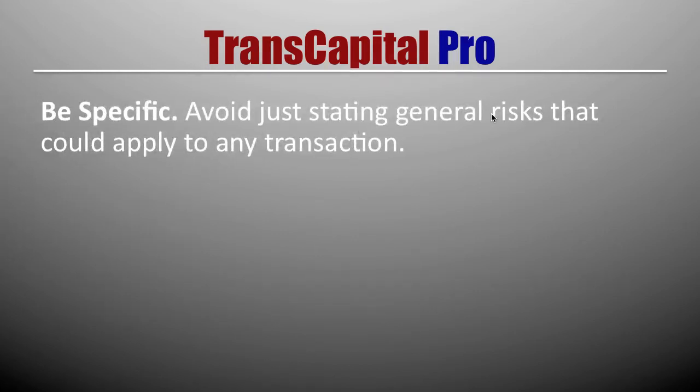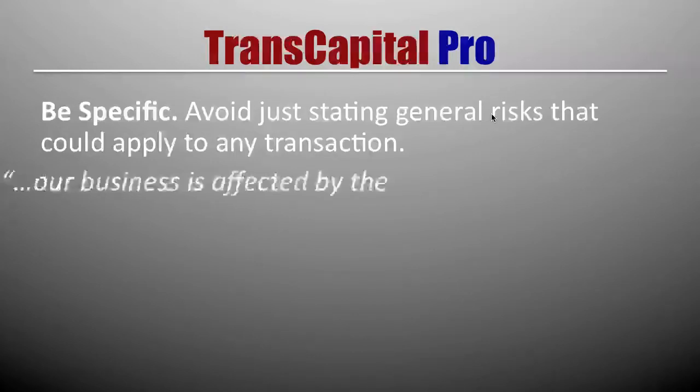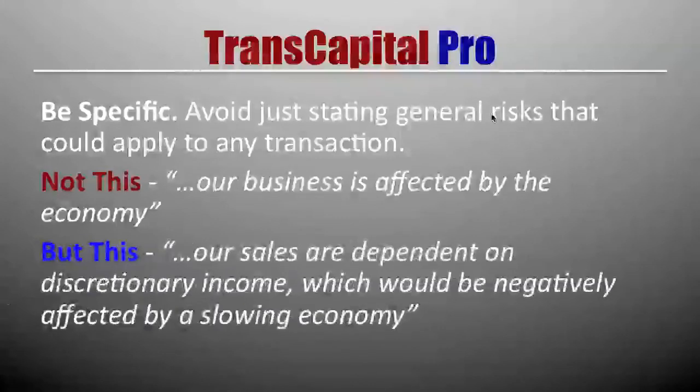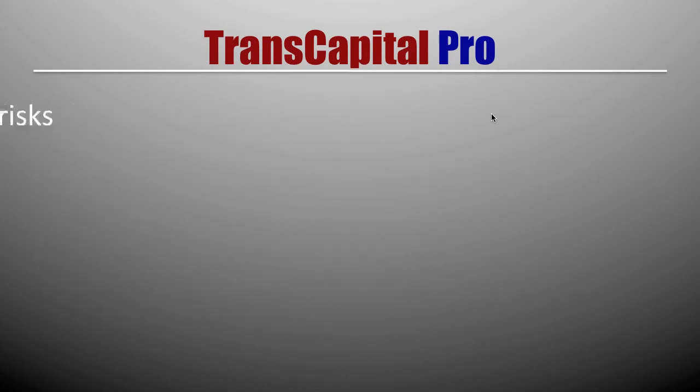Be specific is number two. Avoid just stating general risks that could apply to any transaction. So, for example, don't say this: our business is affected by the economy. That could apply to any number of transactions. But say this: our sales are dependent on discretionary income, which would be negatively affected by a slowing economy. Simple example, but I think you get the point.